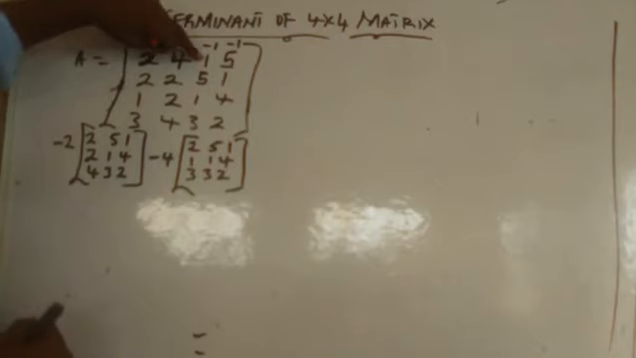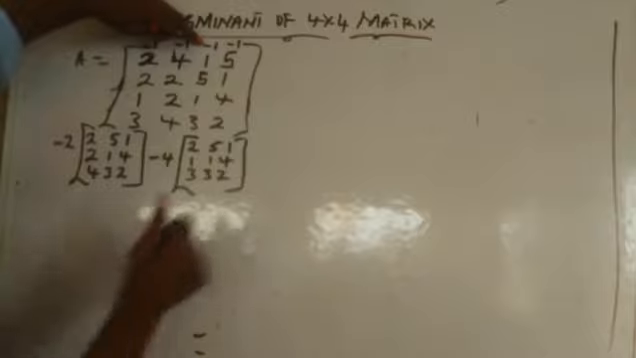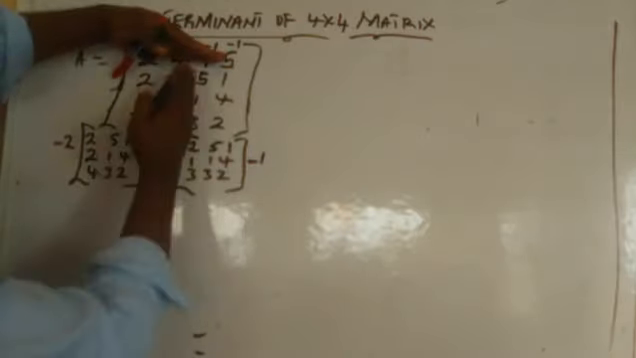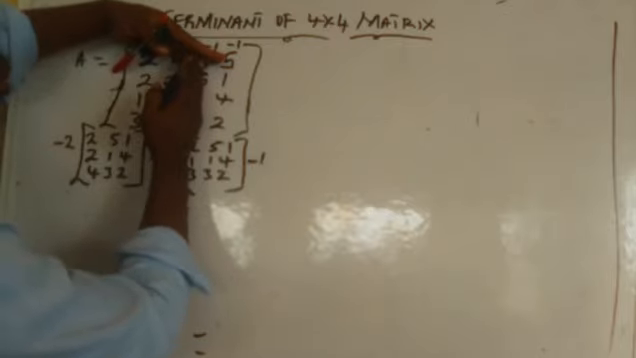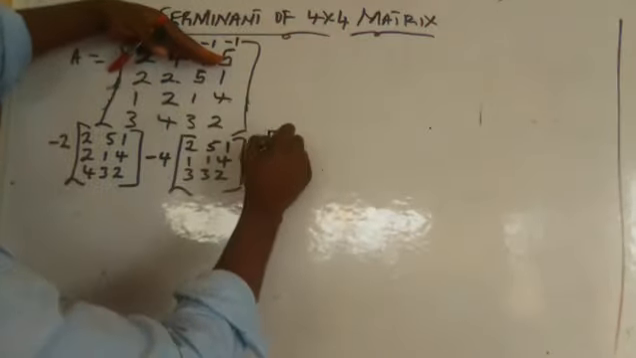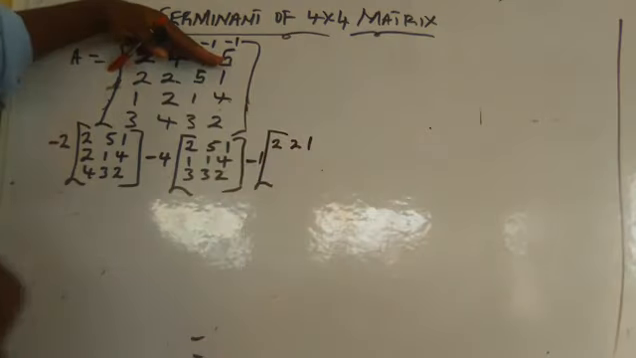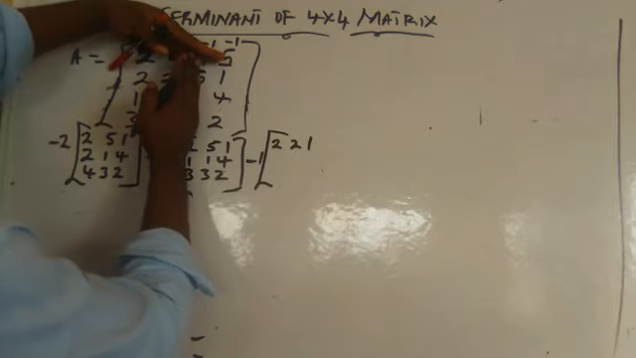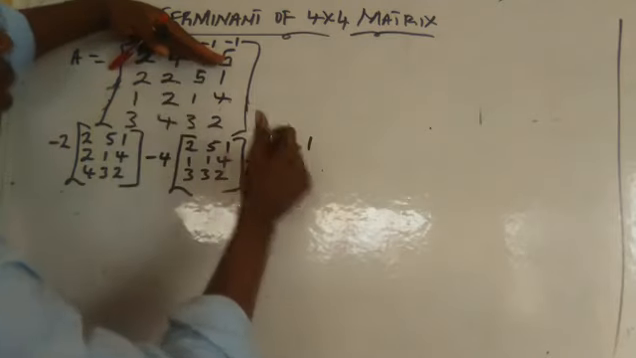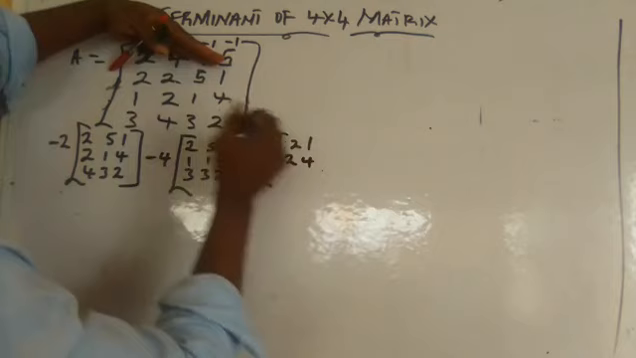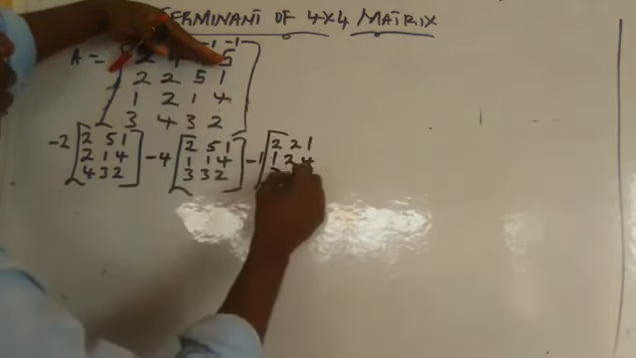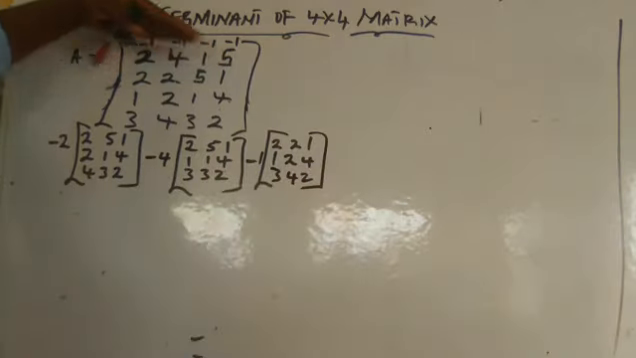For the first element of the third column, 1 times -1 will give you -1. Then we can now eliminate here. We have 2, 2, 1. Then I will have 2, 2, 1, 1, 2, 4, 1, 2, 4. Then 3, 4, 2. And I can close it.